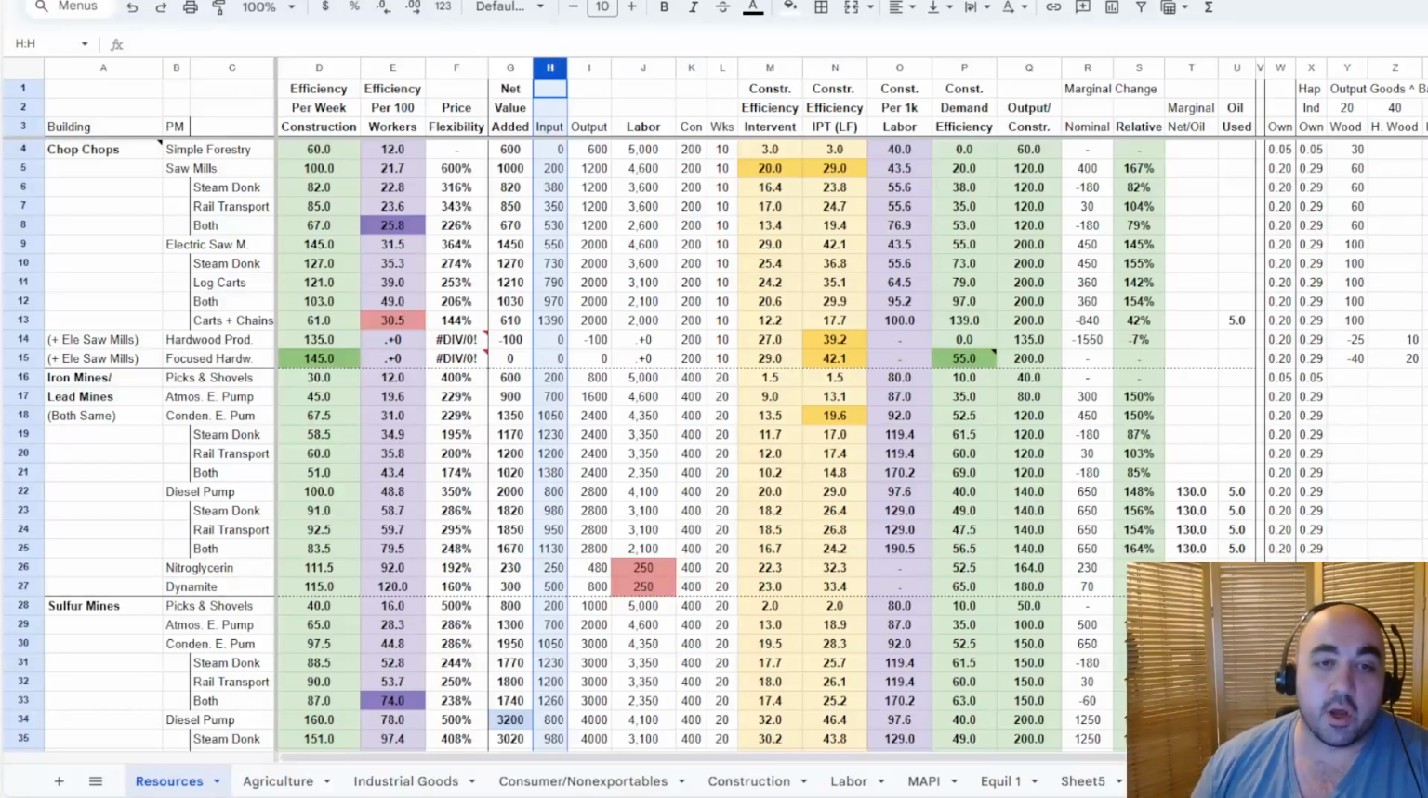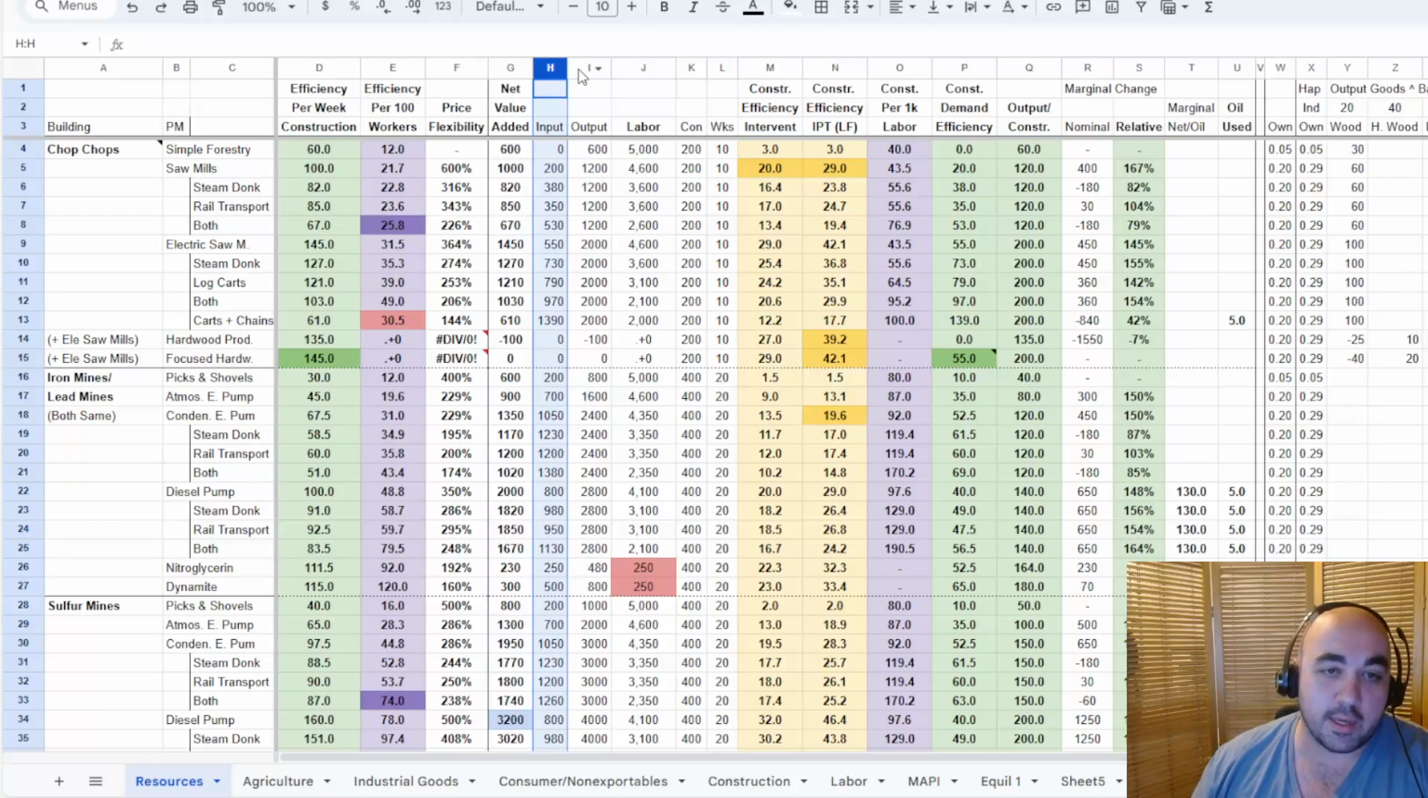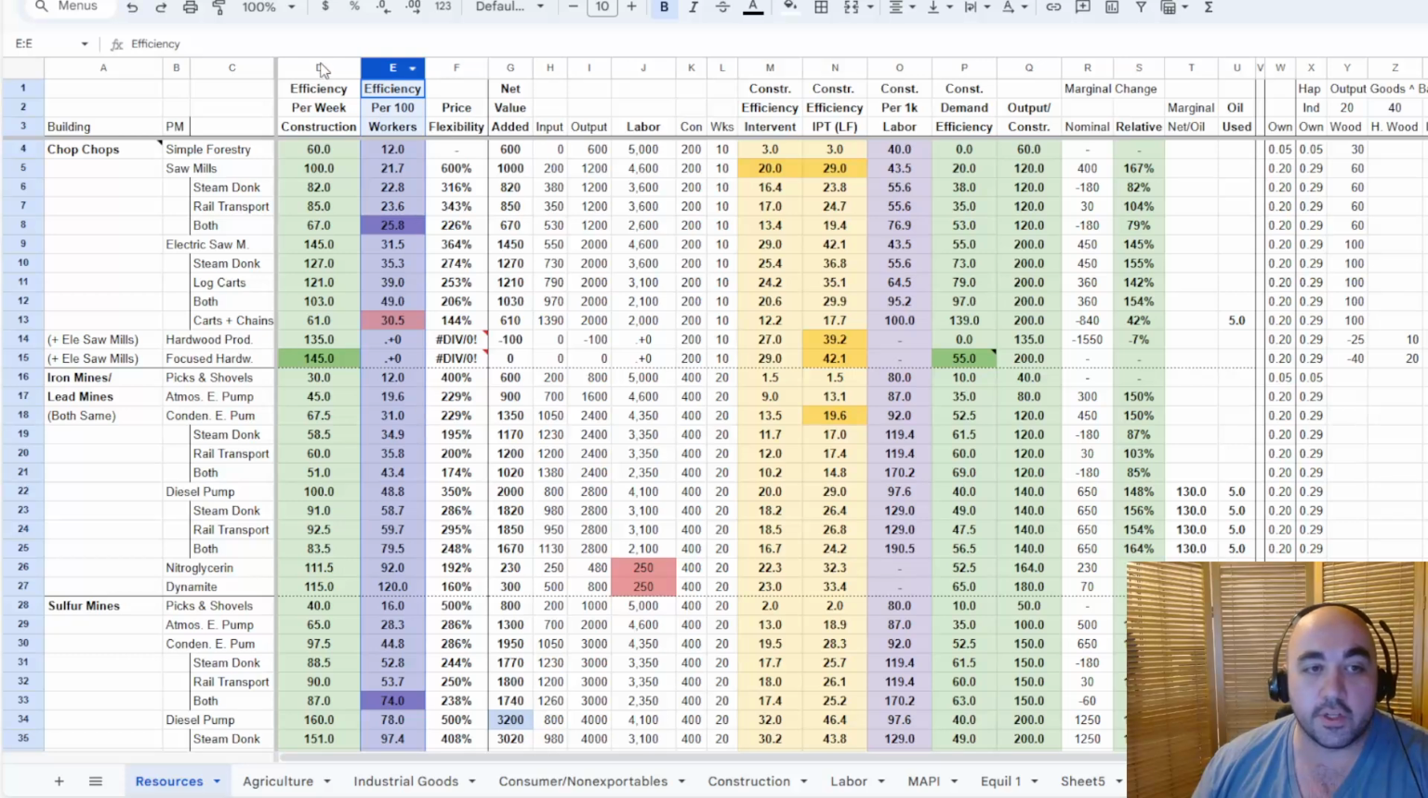In the description below, I will post a link to a video with a more extended discussion on price equilibriums, but we will briefly explain it right now. For every building, you have a bunch of PMs, and the PMs will have an output and an input, and if you subtract the input from the output, you get a net value added. If you further divide it by something you care about, like efficiency per 100 workers or efficiency per construction, you can get one of these values here.